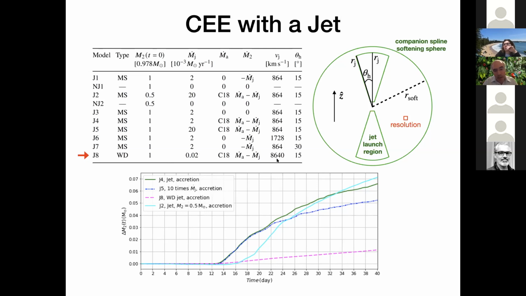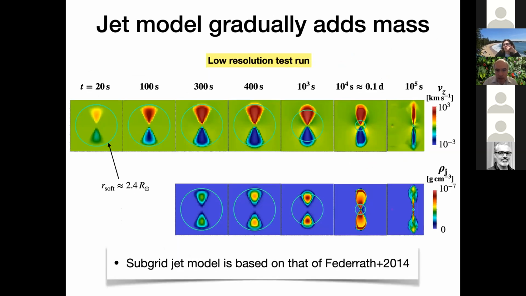However, the velocity roughly is proportional to the escape speed, so it's about 10 times higher. So the jet power, m dot v squared, is roughly the same, but now most of it is because of the velocity, right? So this is more like a white dwarf. So that's the last model.